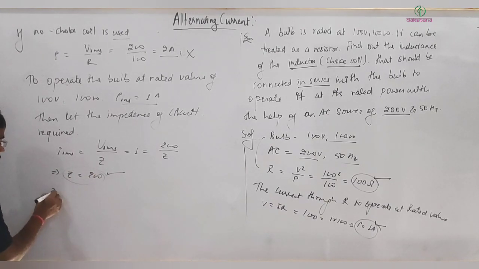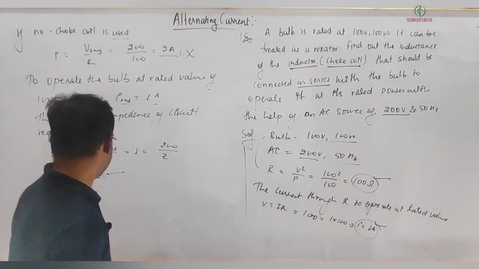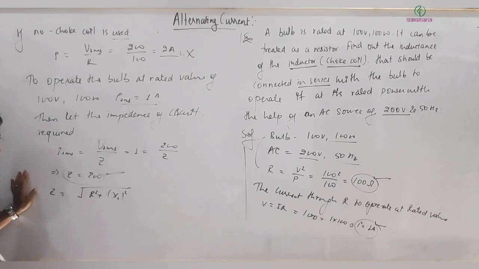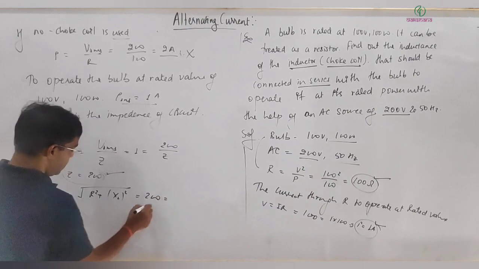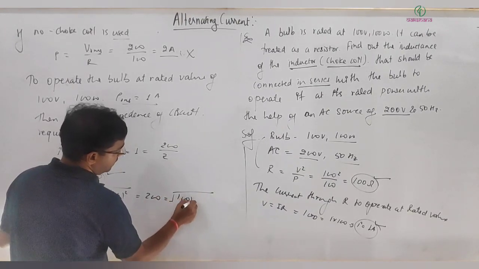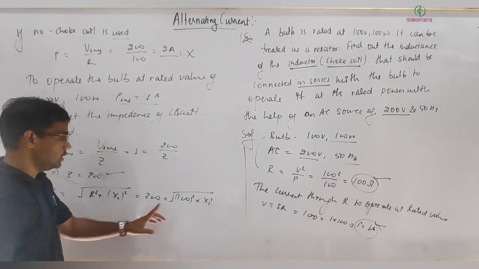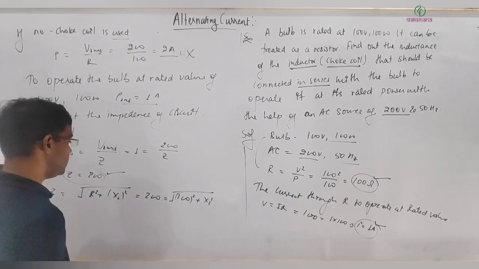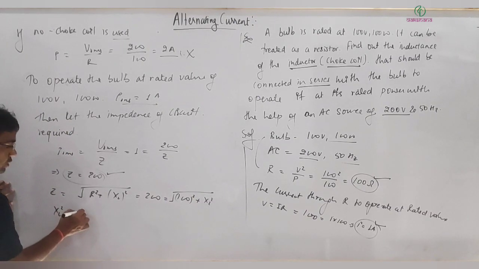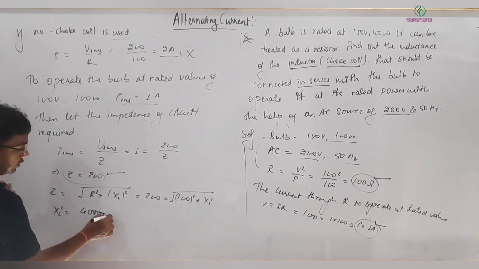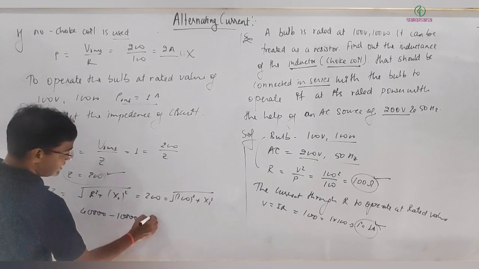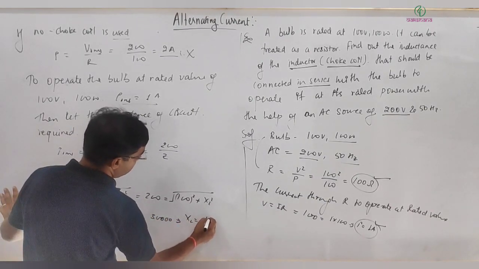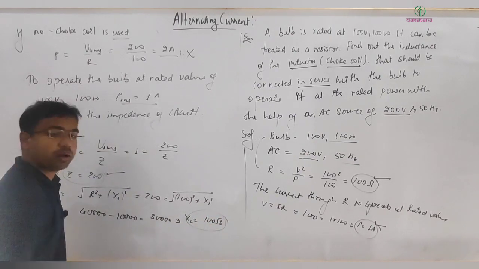right? And since we are now using an inductor coil, Z is given by under root R square plus XL square, and Z is 200. So 200 is equal to under root 100 square plus XL square. Simply squaring both sides, it will be 400 minus 100 square. So XL square we are getting is equal to 40000 minus 10000, that is basically 3 into 10000, and this implies XL is equal to 100 root 3. I hope you understood.